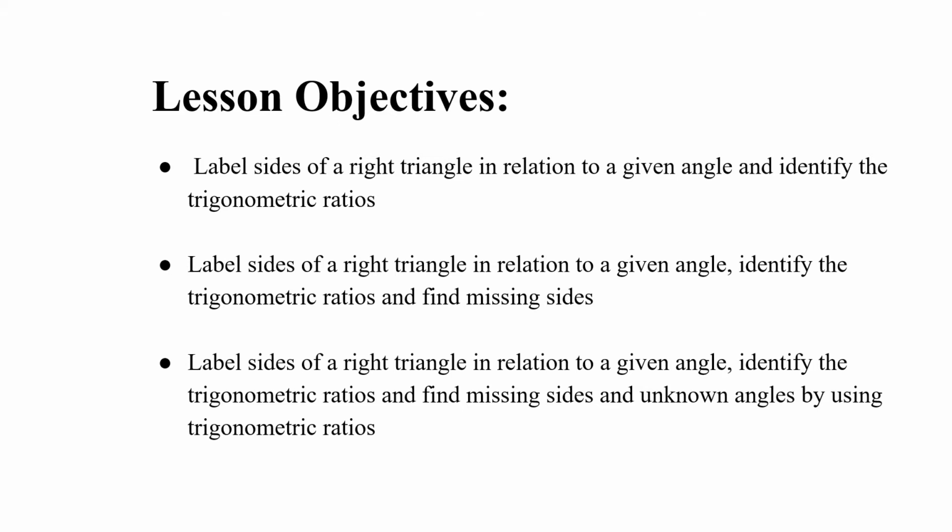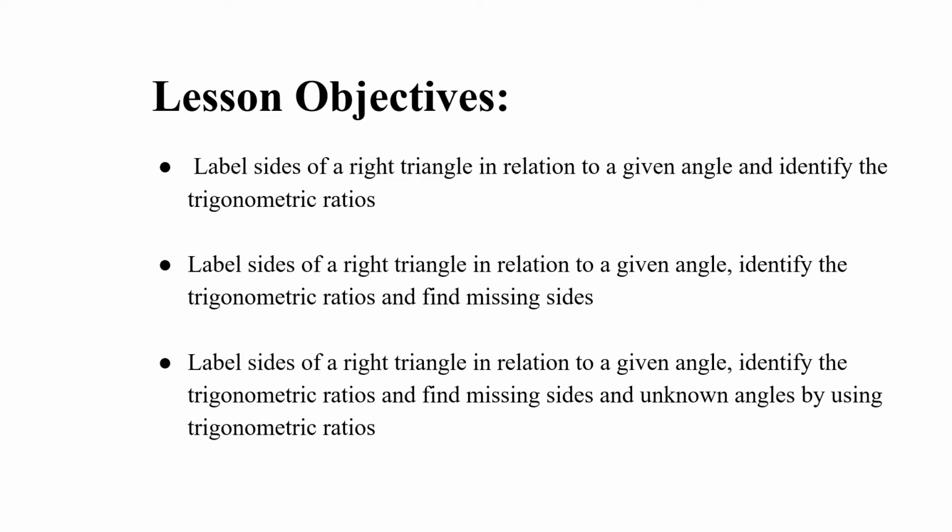The first is that we will label the sides of a right triangle in relation to a given angle and identify the trigonometric ratios that should be used to find the length of those sides. We will be able to label the sides of a right triangle in relation to a given angle and identify the trigonometric ratios used to find the missing sides.